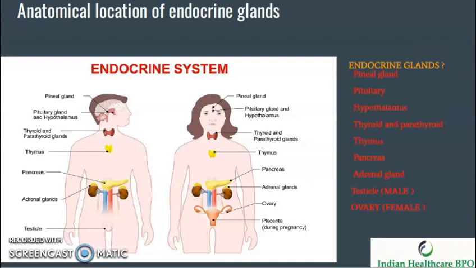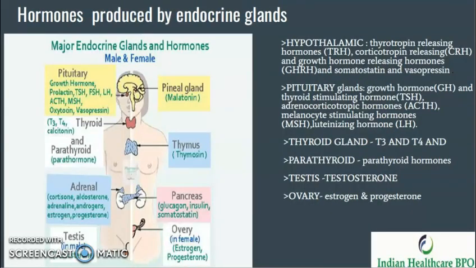Then the anatomical location of endocrine glands. These are the pineal gland, pituitary gland, hypothalamus, parathyroid and thyroid, thymus, pancreas, and adrenal gland, and ovaries in females, and placenta during pregnancy in females, and testicles in males. Then hormones produced by endocrine glands. We'll first talk about the hypothalamic gland.